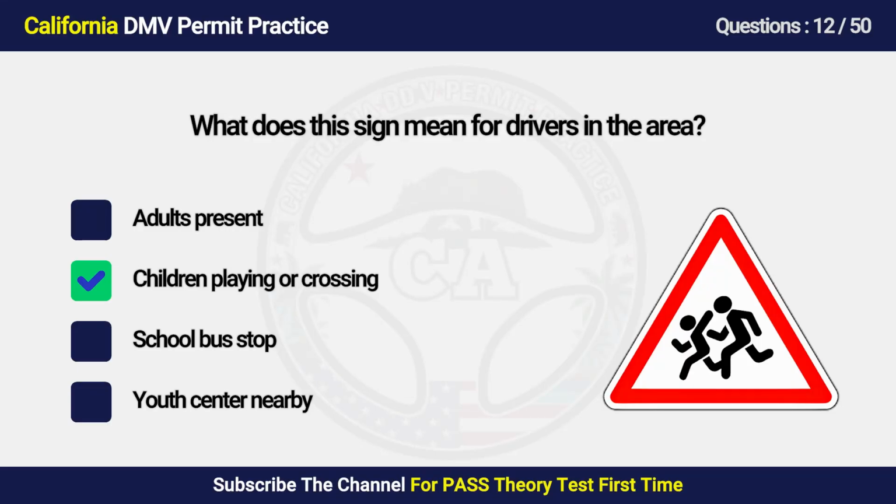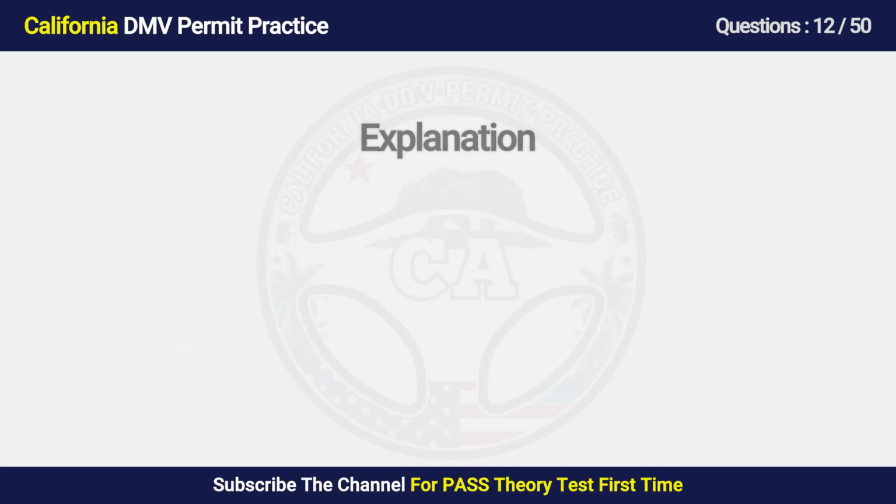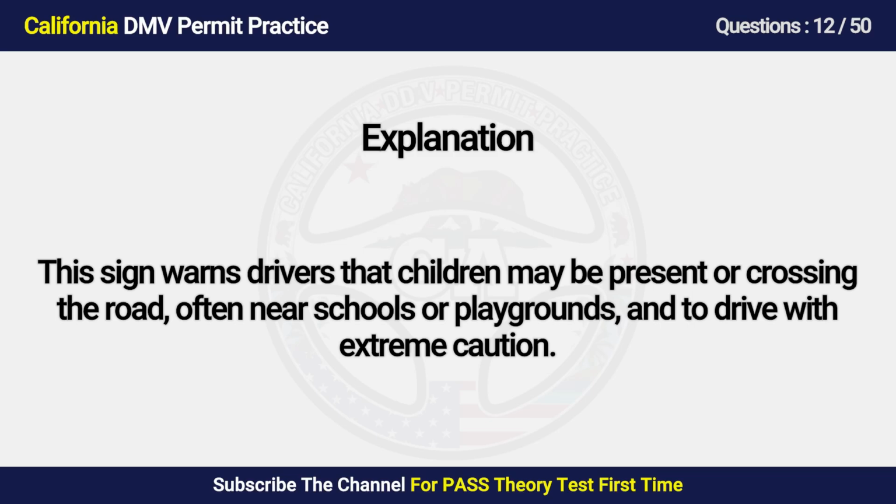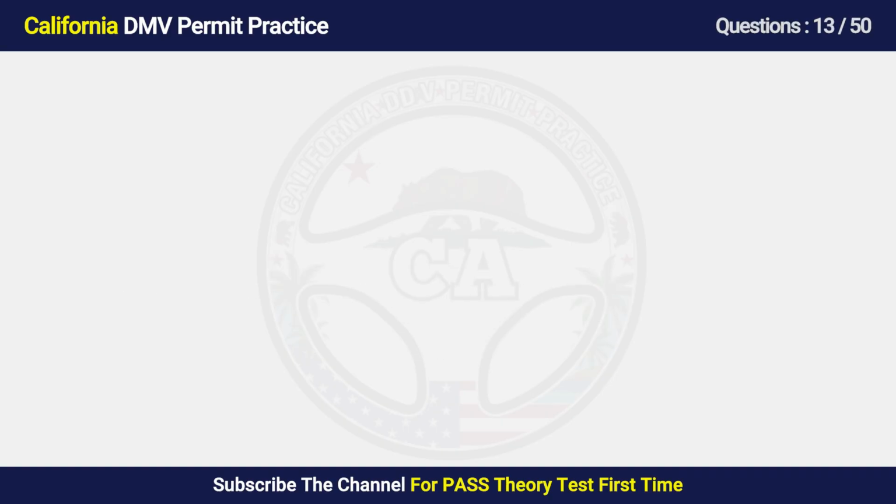Answer is B. Children playing or crossing. This sign warns drivers that children may be present or crossing the road, often near schools or playgrounds, and to drive with extreme caution.